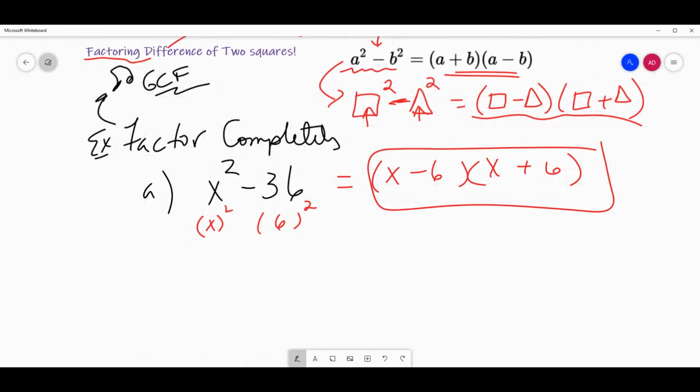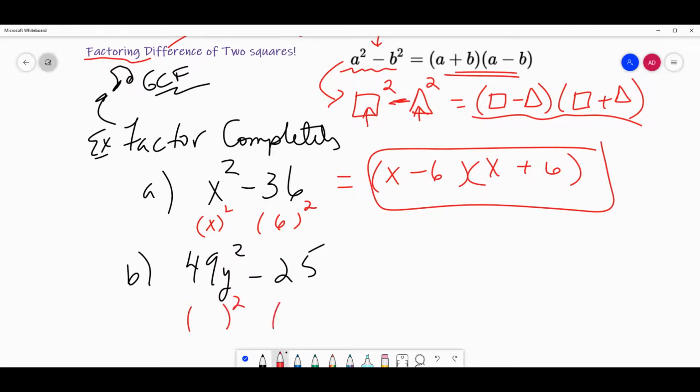I know, you're like, whoa, is it really that easy, dealer? Yes, it is. So let's step our game up. 49y squared minus 25. You're not scared, no siree. What you just need to do is figure out, okay, what's acting as my box and what's acting as my triangle? My box is the square root of 49y squared, which, oh, by the way, is 7y. My triangle is the square root of 25, which we all know and love to be 5.